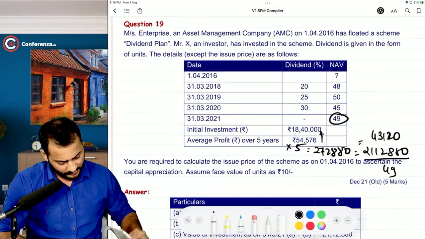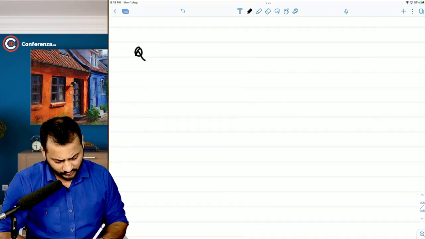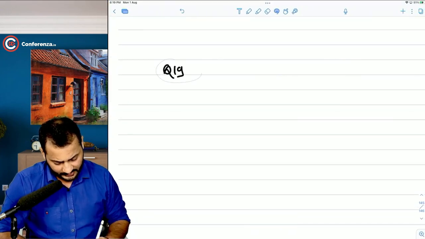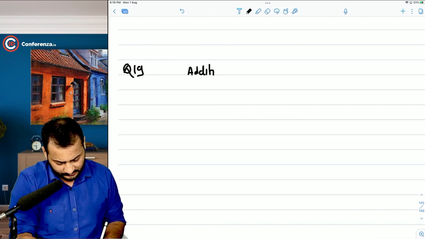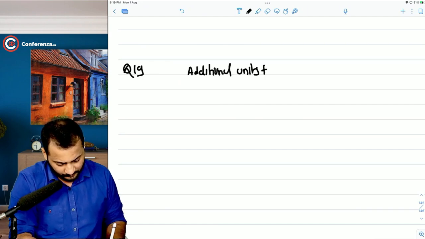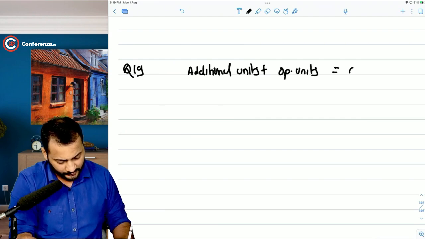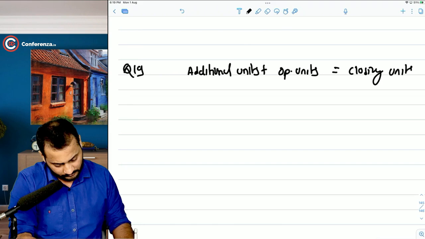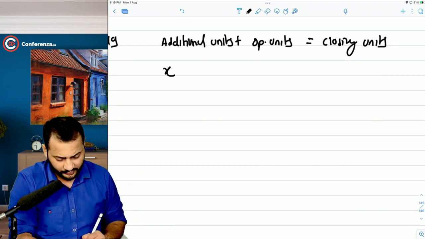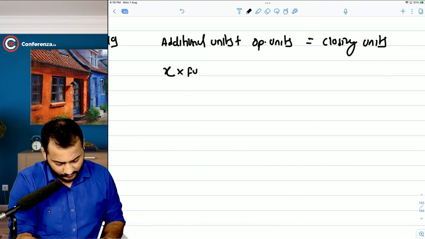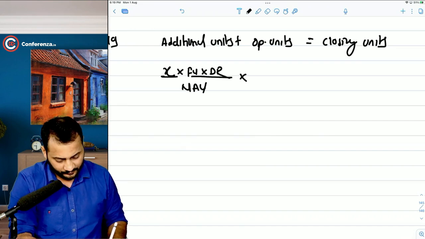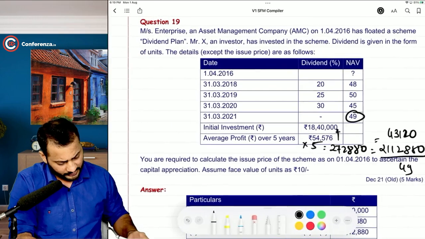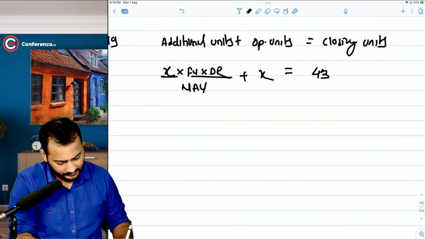See, if you do not remember the formula now, this is question number 19, then also it's all fine. You go with the logic and you will get the answer. So what is the logic? Additional units plus opening units should be equal to closing units. And how to calculate the additional units? Opening units X into face value into dividend rate reinvested back at that day's NAV, plus opening units, that is X, and this will be your closing, which is 43,120. Am I right?